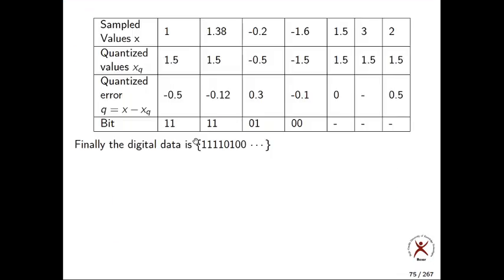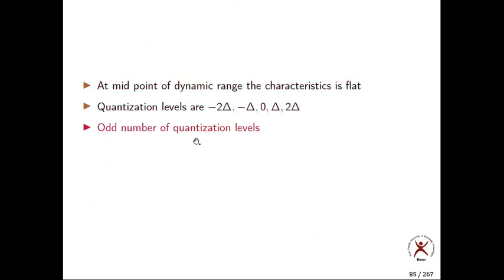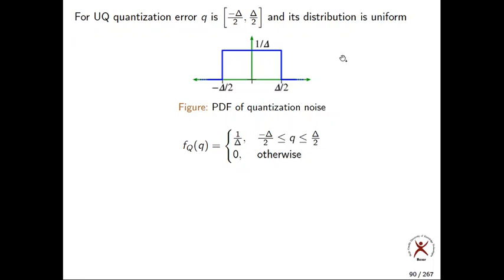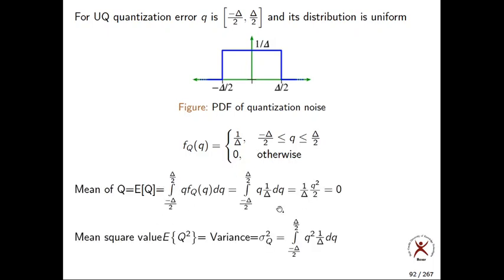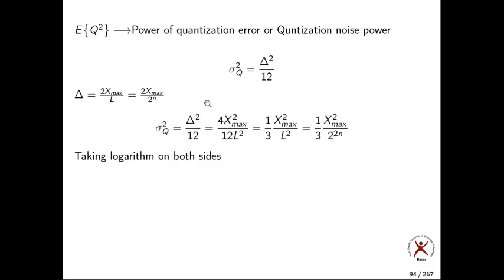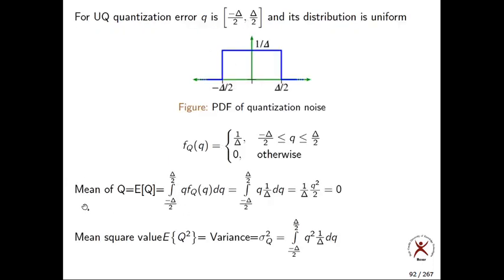Now we have seen what quantization is, and there is something called quantization error. That is nothing but the difference between the sample value and the quantized value. This will be in this shape, with the maximum value lying between plus delta by 2 and minus delta by 2. If it is a uniform distribution, this is the PDF, and from the PDF you can find the mean and mean square value. The mean square value gives you the power. Otherwise, the mean square value is the same as the variance, because the mean is 0.